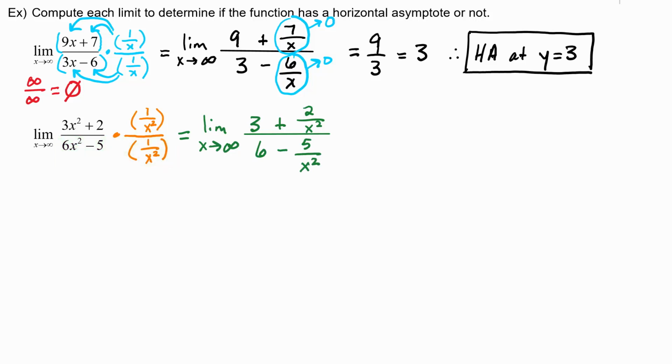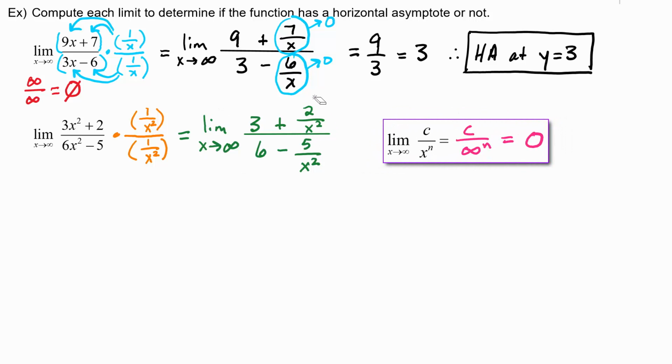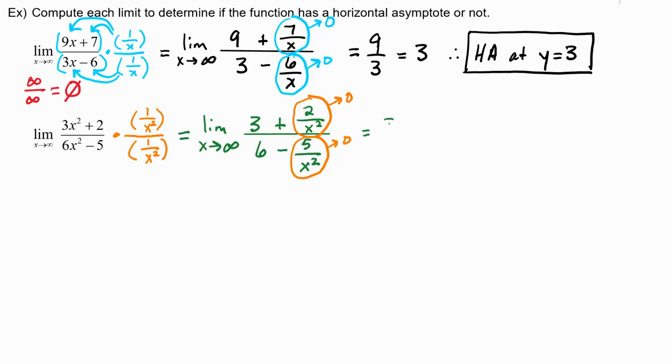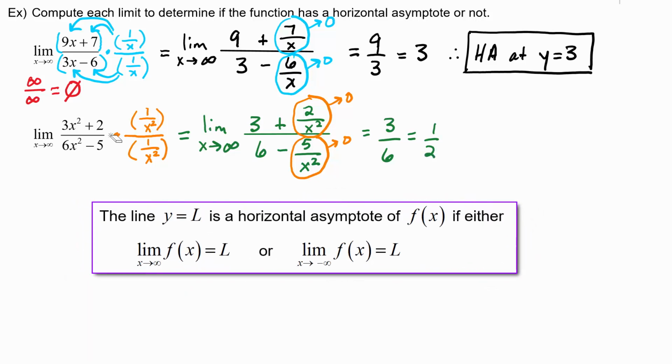And you can see why we like to use this technique, because now we can go ahead and perform this limit at infinity. We know that 2 over x squared is going to go to 0, and so will 5 over x squared. So this will just work out to be 3 over 6, which equals 1/2. Because the limit at infinity of the function equaled a real number, therefore there's a horizontal asymptote at y equals 1/2.